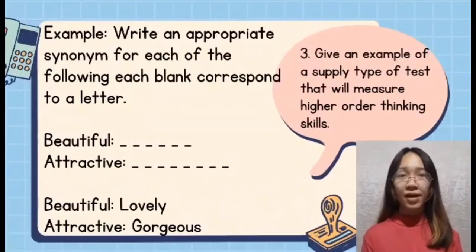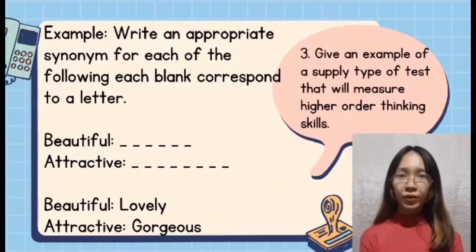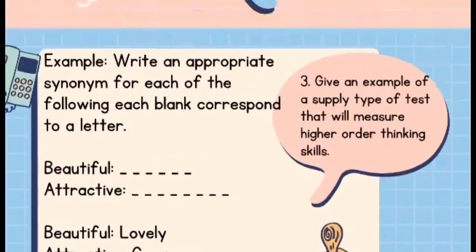Supply type tests depend heavily on the way that the stems are constructed. It is, however, possible to construct supply type tests that will test higher order thinking, as the following example shows. For example, write an appropriate synonym for each of the following. Each blank corresponds to a letter. Beautiful, attractive. The appropriate synonym for the first is lovely. The appropriate synonym for the second is gorgeous. Notice that these questions require not only recall of words, but also understanding of these words.